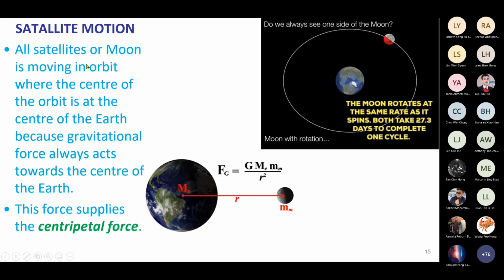Satellite motion. All satellites and the moon are moving in orbit where the center of the orbit is at the center of the Earth, because the gravitational force always acts towards the center of the Earth, right? It should be towards the center, not any other place. Later you study about this geometric center, right? We can call this the center of mass, or geometric center if it is a symmetric body. Later you will know what it is and why it is important.